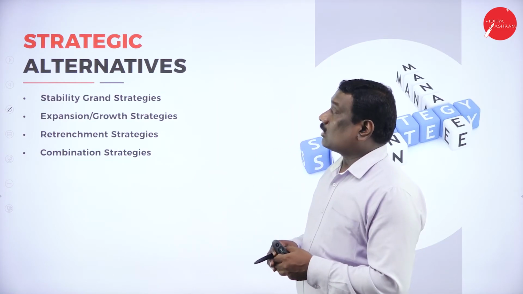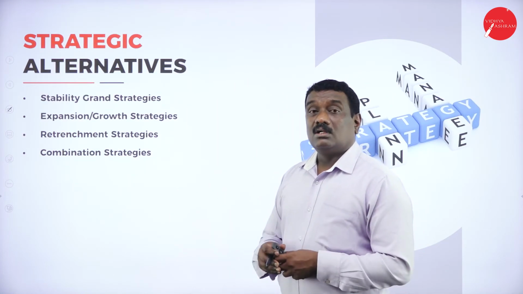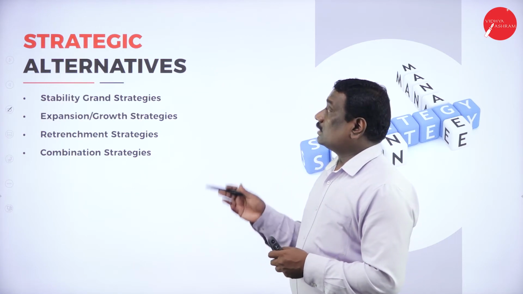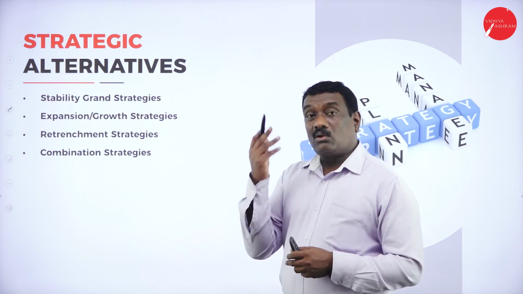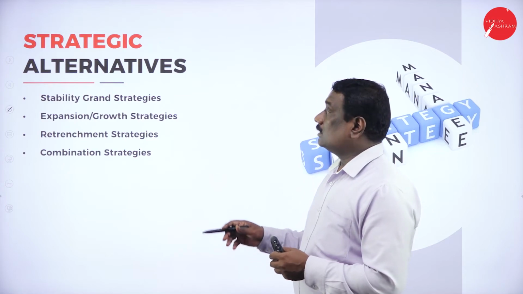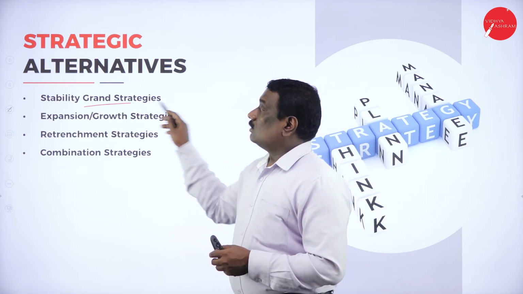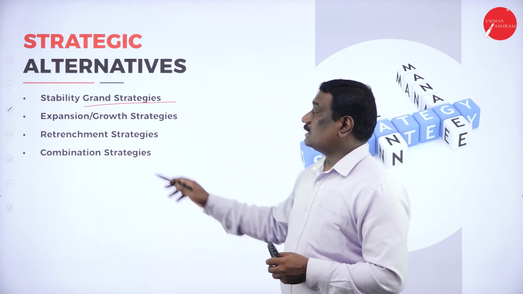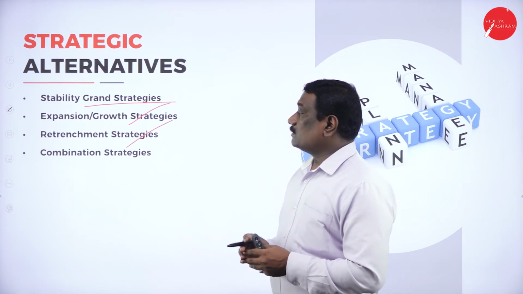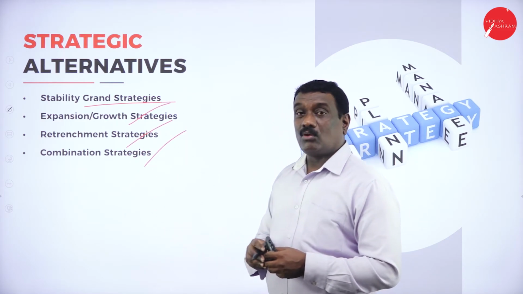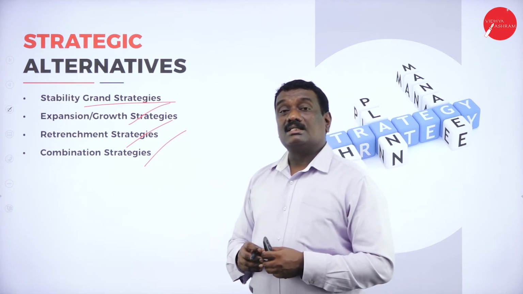Now coming to the strategic alternatives, this is the next topic, students. Under strategic alternatives, I have already explained to you in the first unit the grand strategies. So we have stability grand strategies, expansion growth strategies, retrenchment strategies, and combination. These are the four important strategic intents.